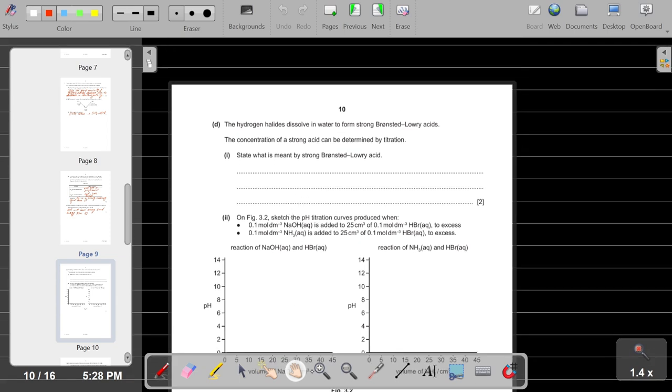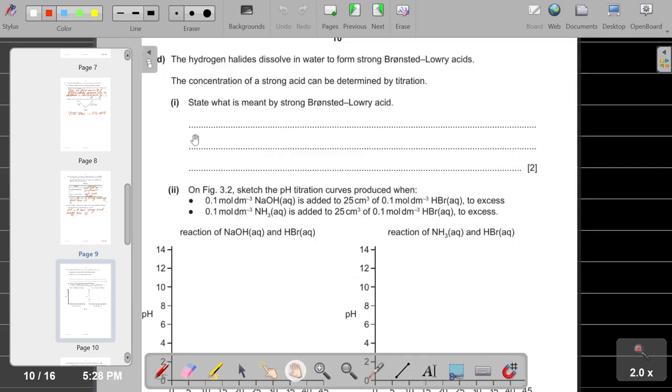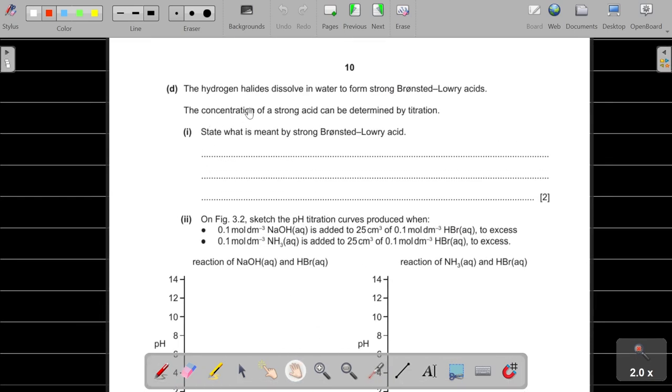So this reaction is from, I think, organic chemistry, one of my favorite. The hydrogen halides dissolve in water to form strong Bronsted-Lowry acids. The concentration of strong acid can be determined by titration. State what is meant by strong Bronsted-Lowry acid. A strong acid means one which ionizes completely, okay? And because it is a Bronsted-Lowry acid, they donate H positive ions.